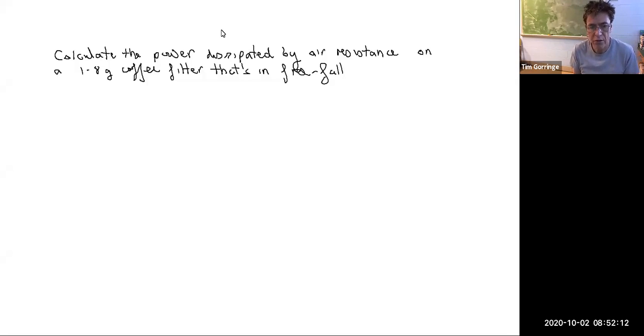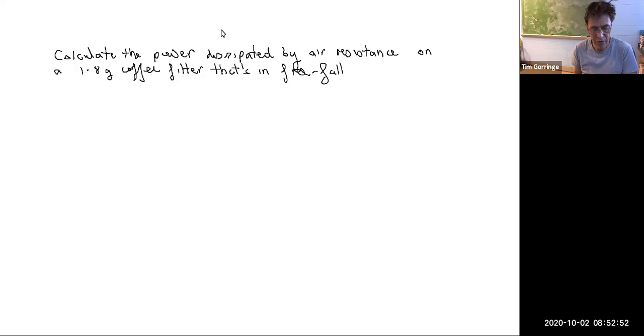I wanted to show you an example involving power and power dissipated. In this particular problem, it says calculate the power dissipated by air resistance for a coffee filter that's falling in free fall. Before I go on to calculate that, I just wanted to show you the situation. You can see this situation at home in your kitchen.